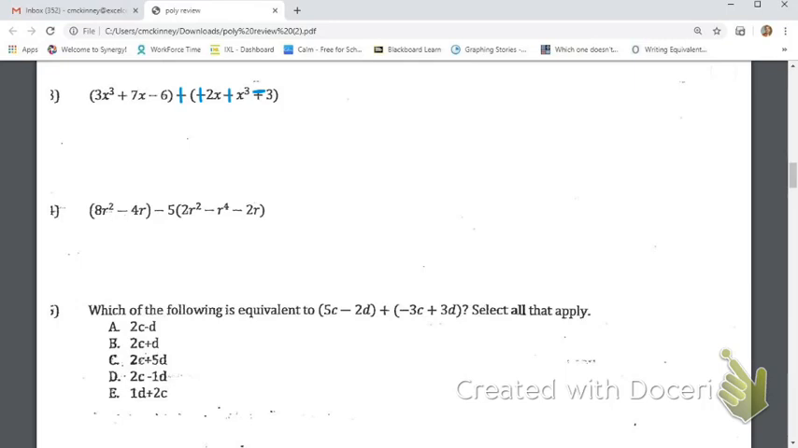I do want these in descending order, highest exponent to lowest. So highest exponent here, that would be our third power. So 3x cubed and another x cubed makes 4x cubed. 7x and 2x, 9x. And then negative 6 and negative 3, negative 9. Agree?